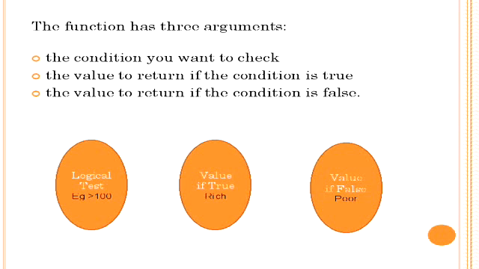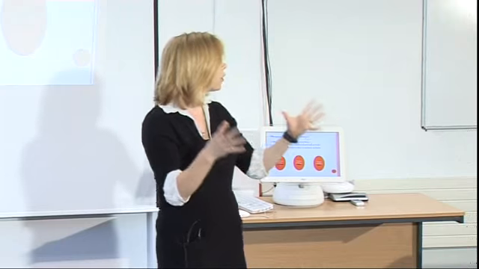So this is us looking at the bank, deciding, is there money in the bank? If that is true, if there is money in the bank, then we are rich. If there is no money in the bank, we are poor. So the first part, the first argument, is your condition.